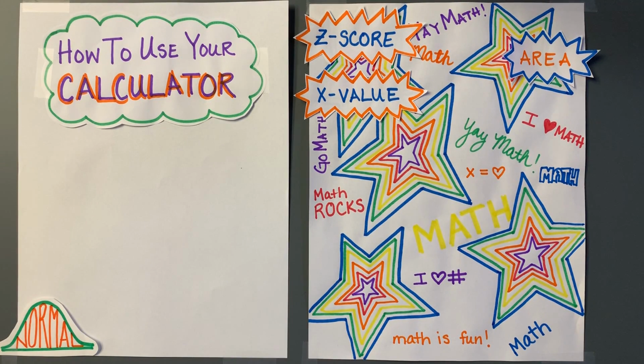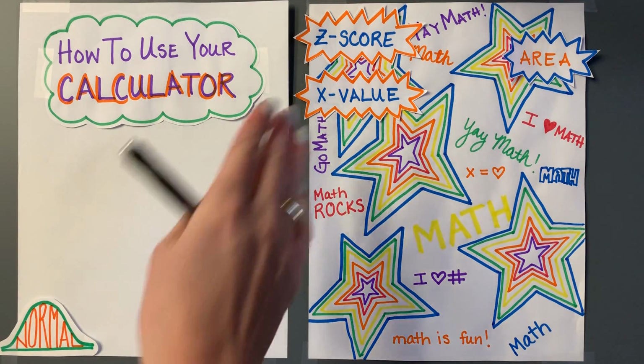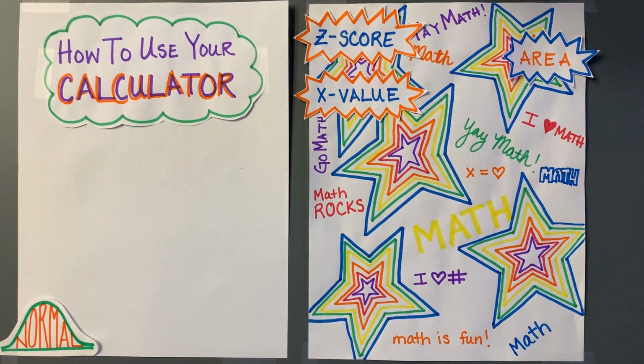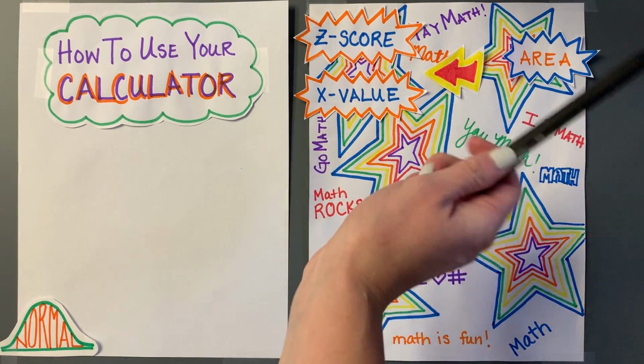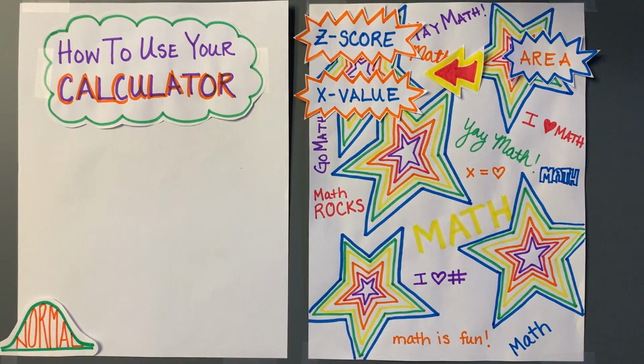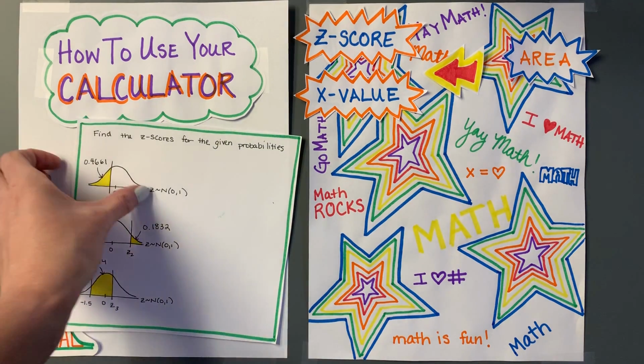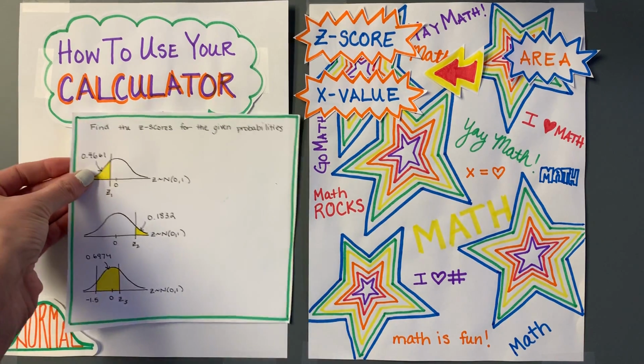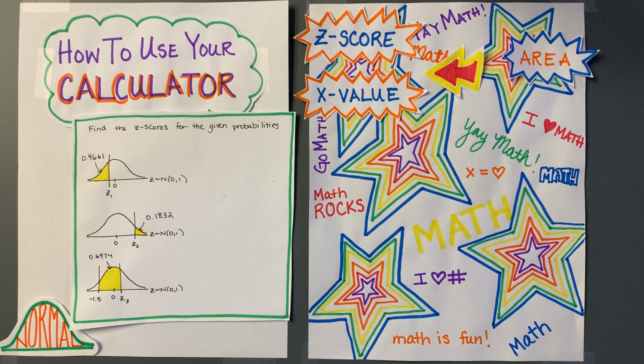Hi, welcome back. We're continuing to look at how to use your calculator when working with the normal distribution. In our last video, we looked at going from a z-score or an x value to an area. In this video, we're going to go the other direction: I know an area or a probability, and I want to find a z-score or an x value associated with it. So let's look at a couple examples to start. Find the z-scores for the given probabilities.